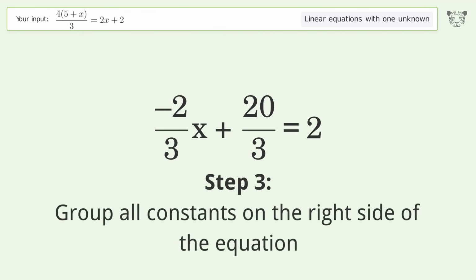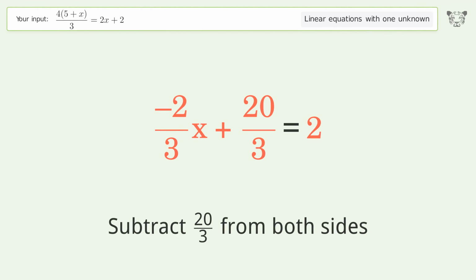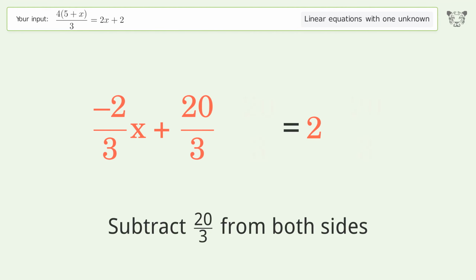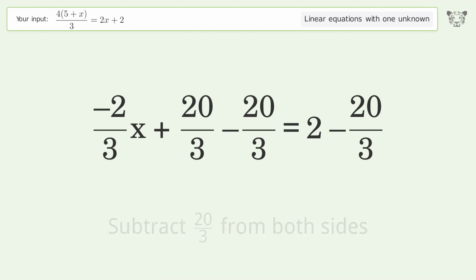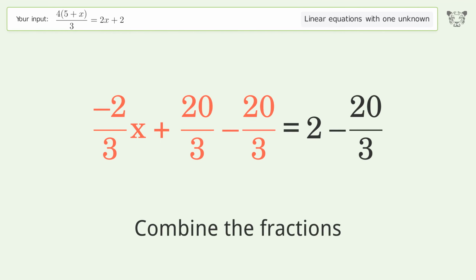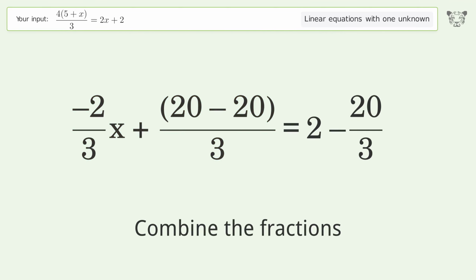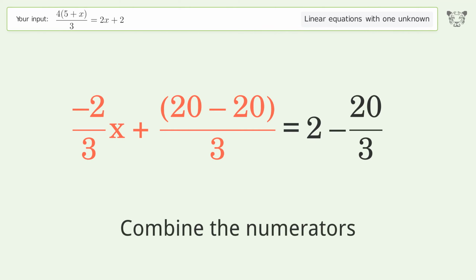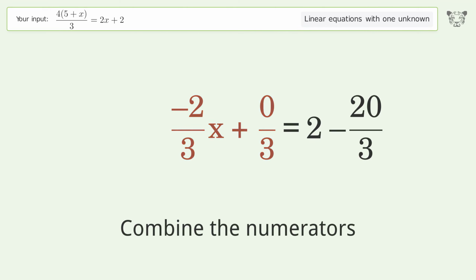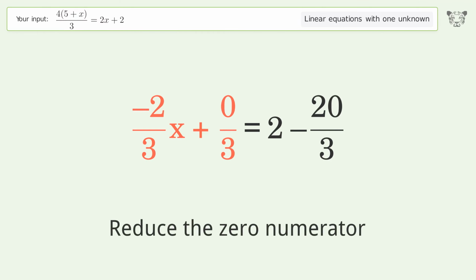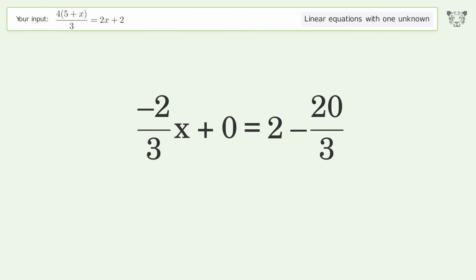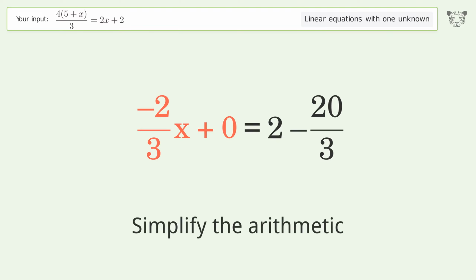Group all constants on the right side of the equation. Subtract 20/3 from both sides. Combine the fractions. Combine the numerators. Reduce the zero numerator. Simplify the arithmetic.